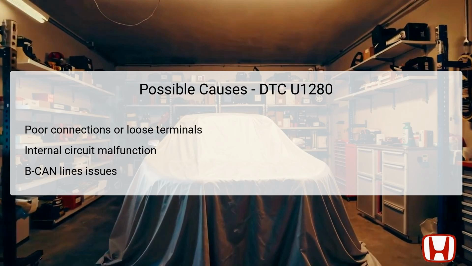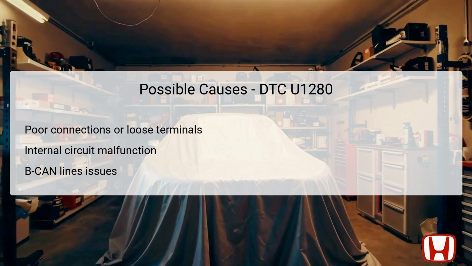Several issues can lead to the DTC U1280 being triggered in your Honda CRV. First, there might be poor connections or loose terminals at the BSI radar unit's 6P connector. Poor connections can impede communication, leading to errors. Second, an internal circuit malfunction within the BSI radar unit itself can cause communication failures. This could mean components within the radar unit are damaged or not functioning correctly.